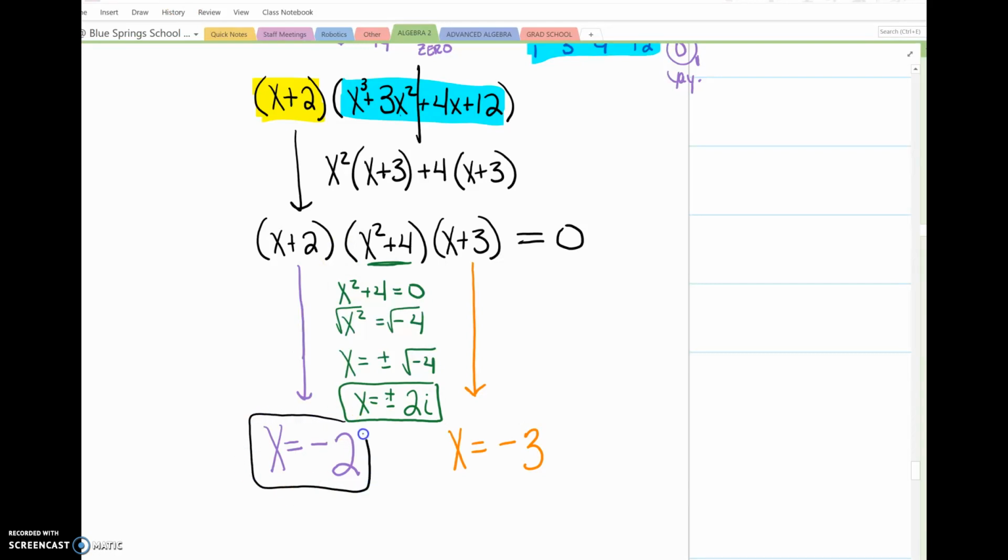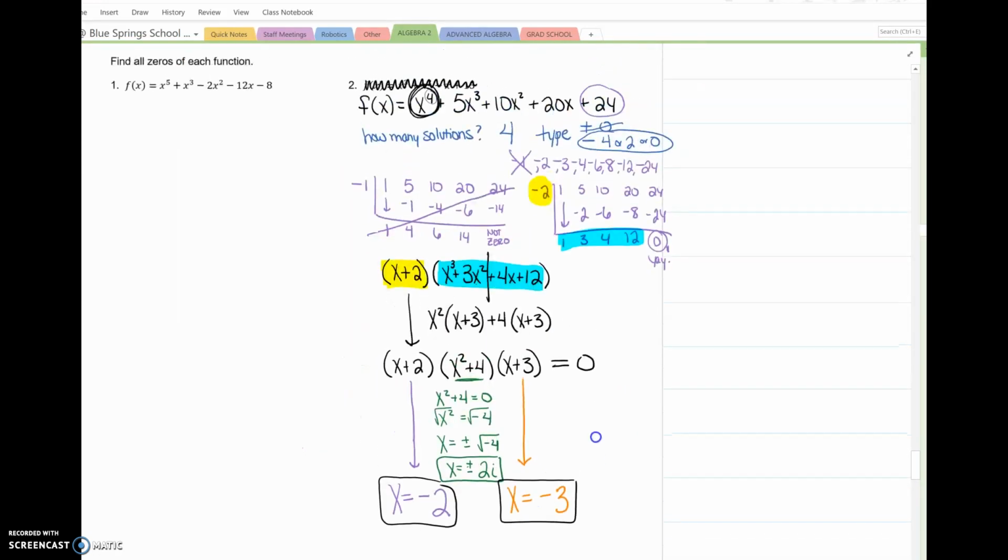Now remember at the very beginning we said there was the potential for 4 solutions. This looks like 3 solutions, but it's actually 4 solutions. We've got positive 2i, negative 2i, -2, and -3. That is all 4 of the solutions.